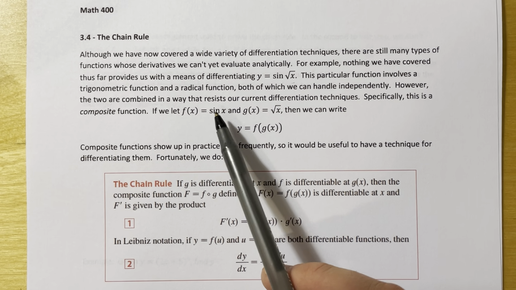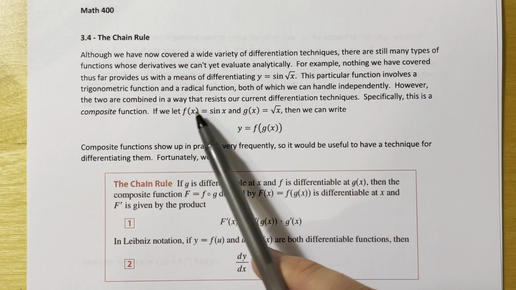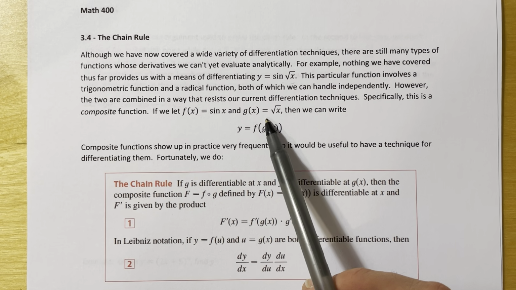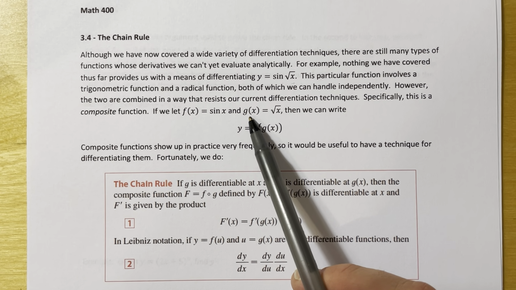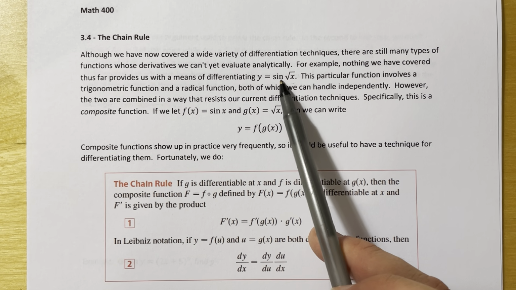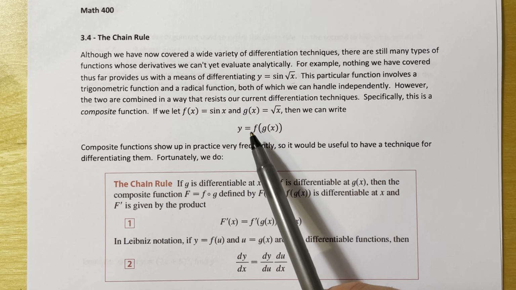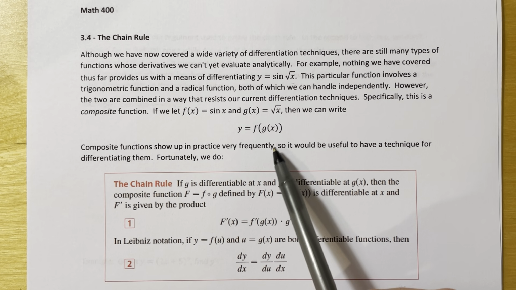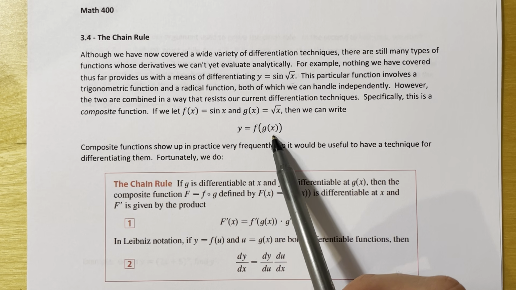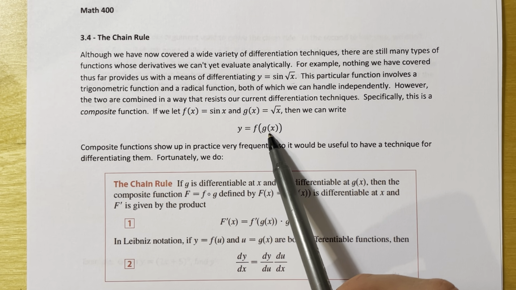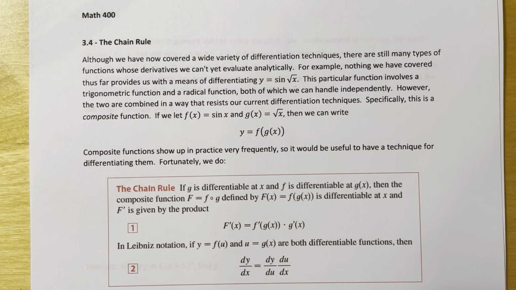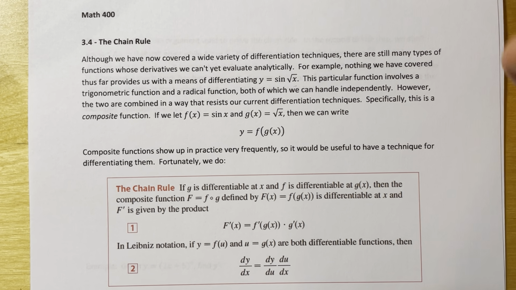So to see that it's a composition, if I were to call sine of x f of x, and if I were to think of the square root of x as g of x, then this function up here can be rewritten as y equals f of g of x. And so far we have not developed a rule for taking derivatives of composite functions, which is what this is. Now it turns out that composite functions show up extremely frequently in practice, which is why this is such a useful technique that we're about to talk about.